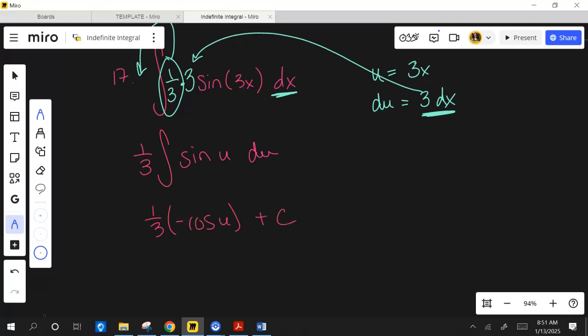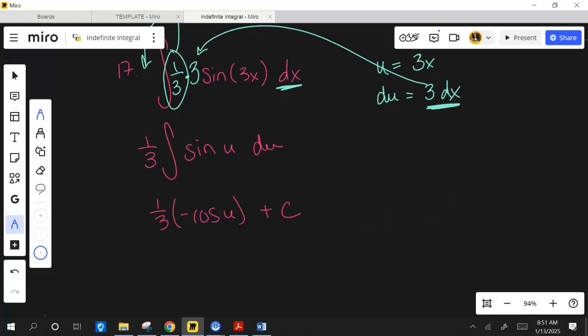Why? Derivative of cosine is negative sine. So the derivative of negative cosine will be positive sine. What is u? 3x. So I've got negative 1/3 cosine.